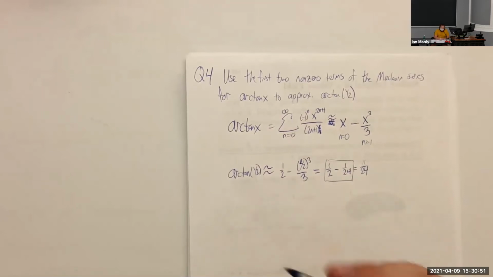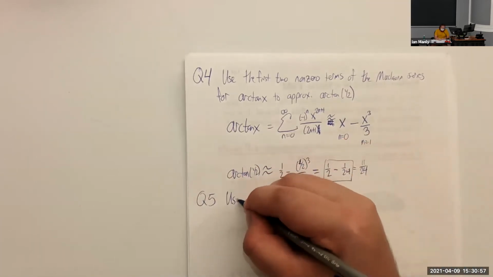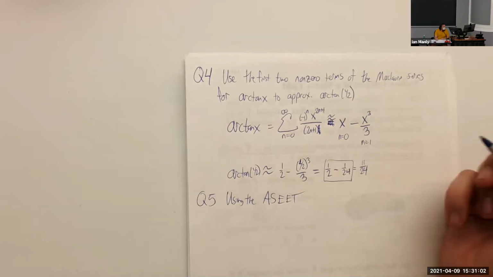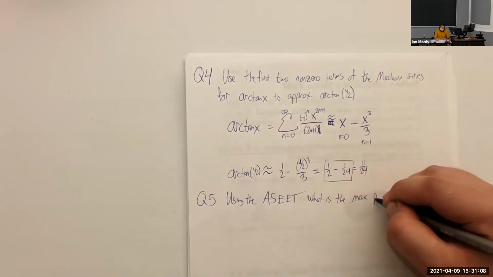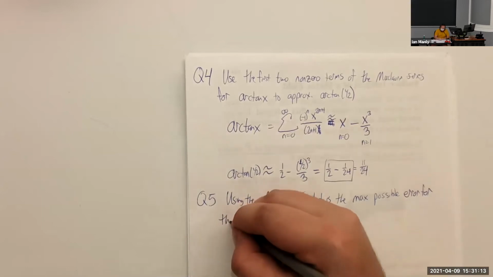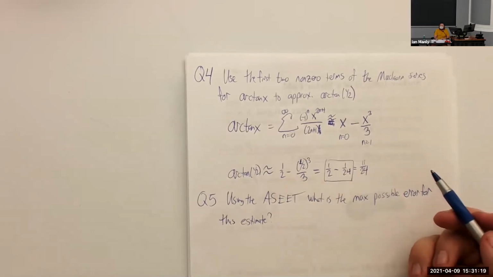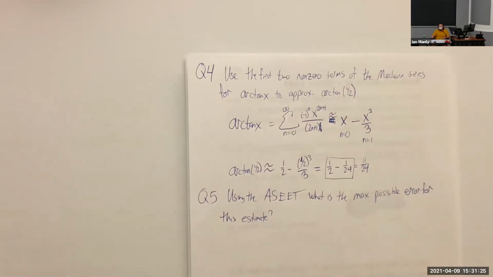And now the next question has to do with this as well. Question 5: using the alternating series estimation theorem, what is the maximum possible error for this estimate? It's one thing to say that arctan of 1/2 is about 11 over 24, but if that approximation isn't very accurate, then it's not very useful. So we should at least have an upper bound on the error right here.